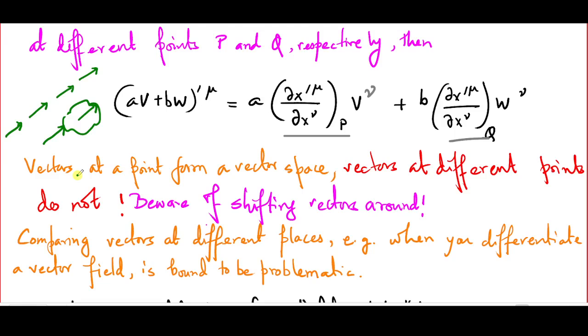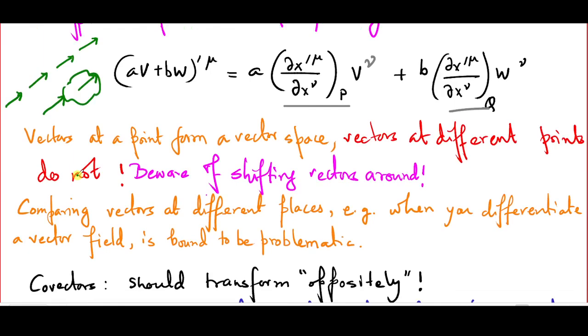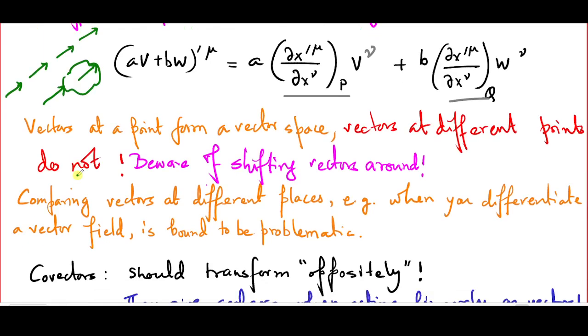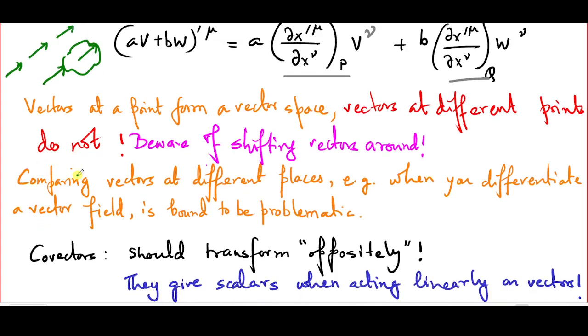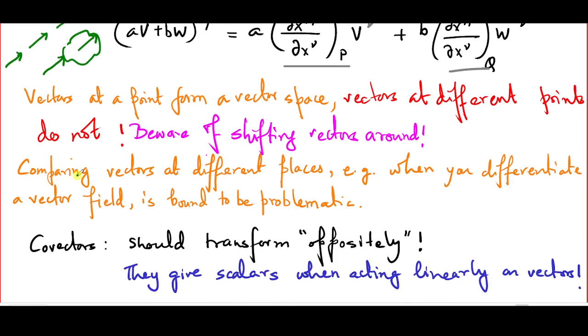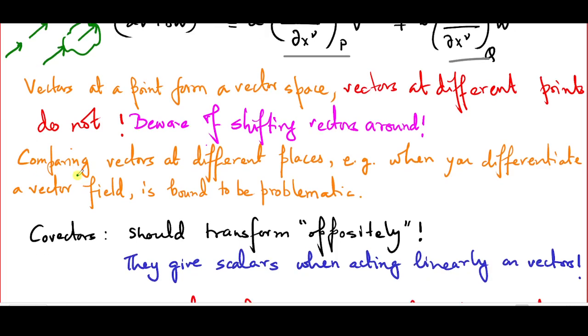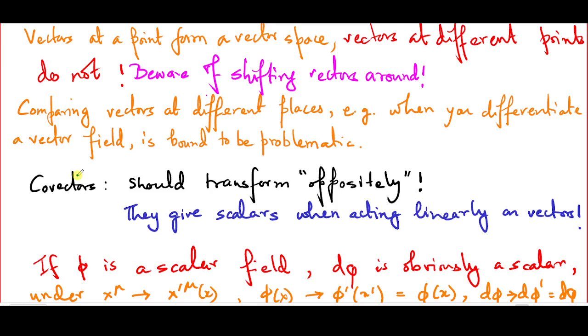Now, with this word of warning about vectors, let us turn to covectors. Covectors, of course, like in the case of linear transformations, should transform oppositely. And what is important is that even now, they give scalars when acting linearly on vectors.